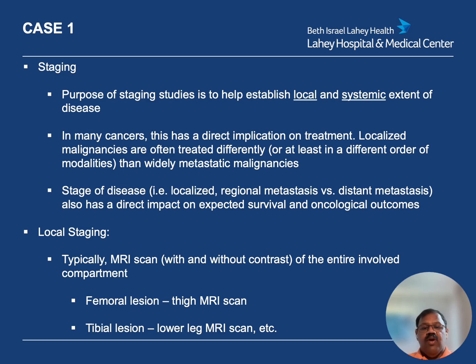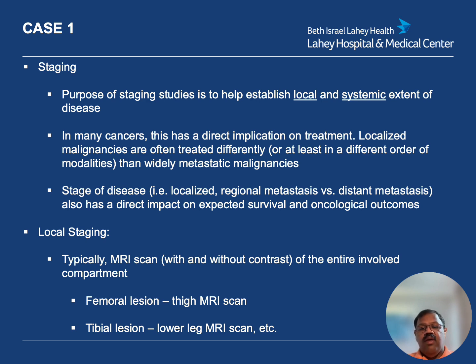And typically we use an MRI scan with and without contrast of the entire involved compartment. And what that means is for a femoral lesion, you really want to get a full thigh MRI scan. For a tibial lesion, you want to look for a lower leg MRI scan. The reason we do this, especially for primary bone malignancies, is to assess for skip metastasis, because that can have a direct impact on your resection length and your reconstruction.